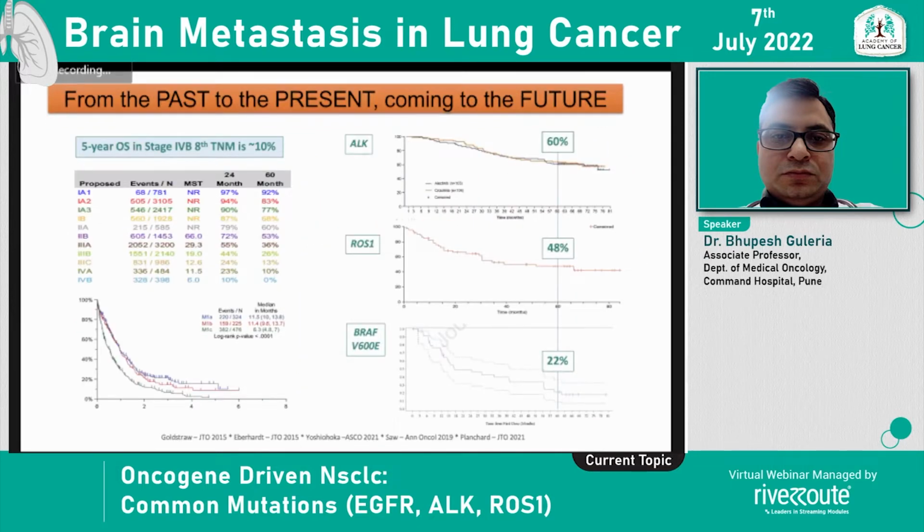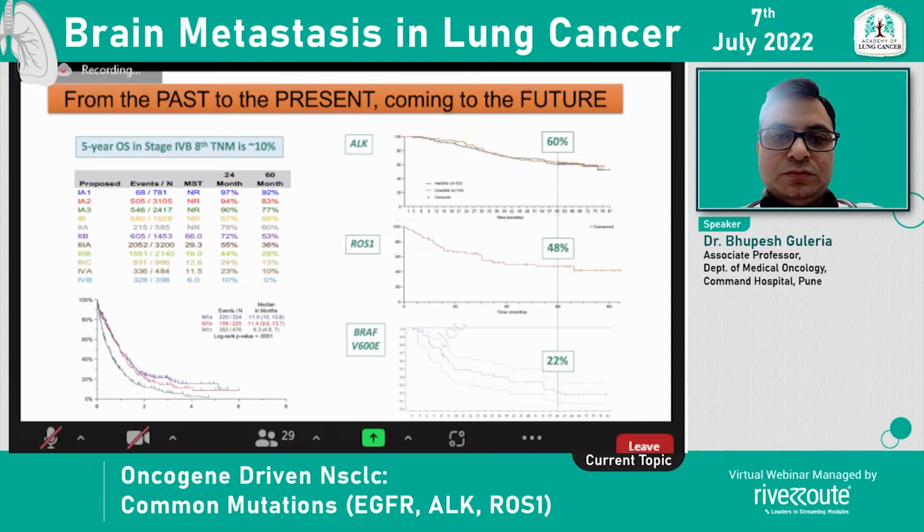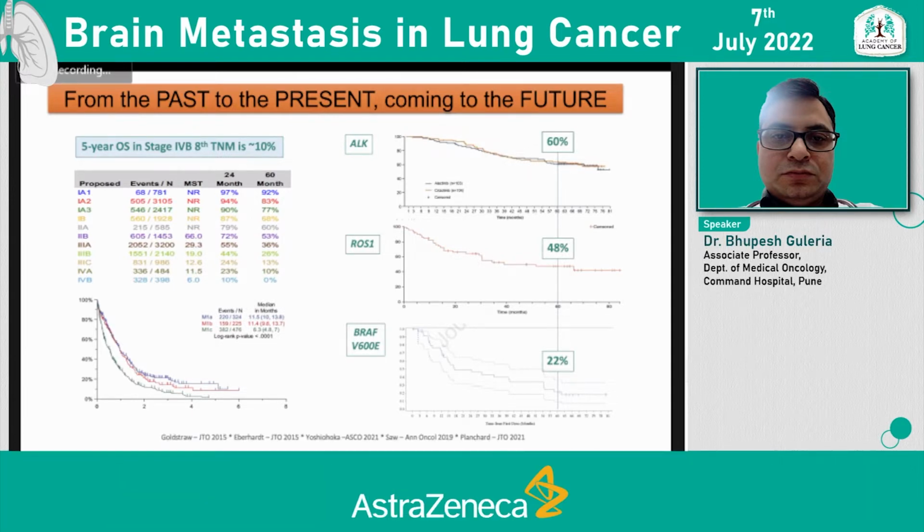From the past to present, we have evolved. We were almost at 10% 5-year OS in stage 4B disease. However, when we have various mutations in non-small cell lung cancer in the metastatic setting, we are heading towards a significant PFS and OS benefit when they are associated with ALK, ROS1, or other mutations.